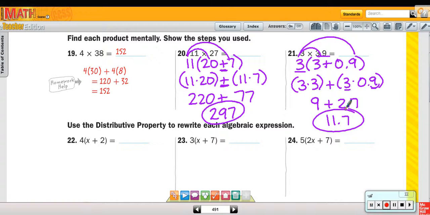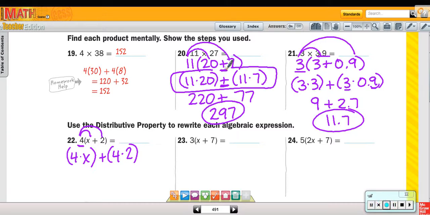Now we're going to use the distributive property with some variables. So in the distributive property, what are we really doing? What's the concept, the key of the distributive property? Sharing equally. So in this first question, number 22, we're sharing what equally? The 4. So this 4 we have to share with every term inside our parentheses. So 4 times x, you don't have to write out this step, but I want to show it to you, plus 4 times 2.